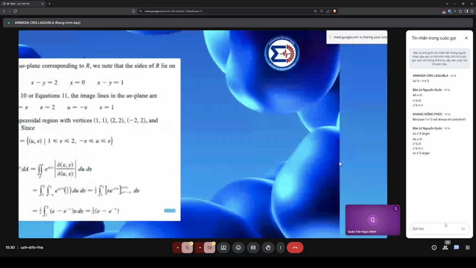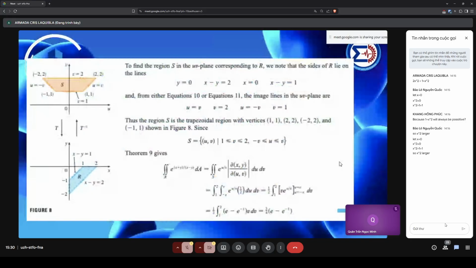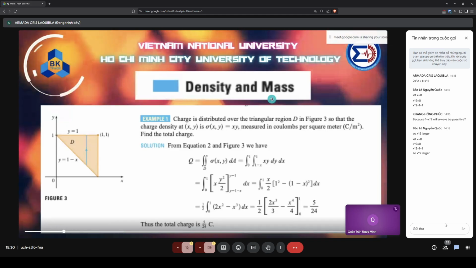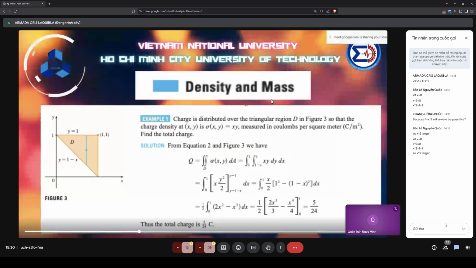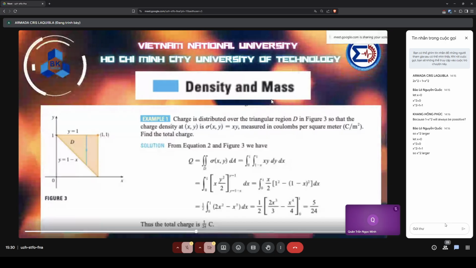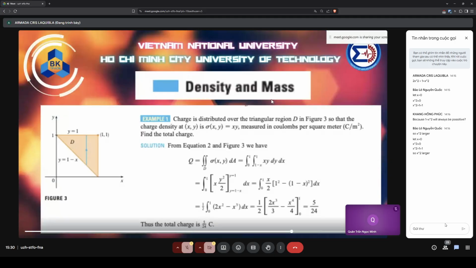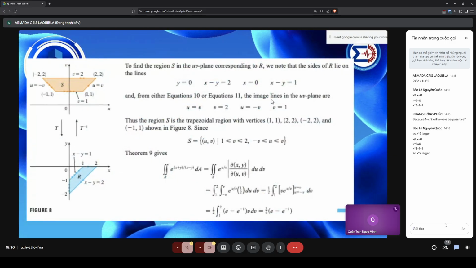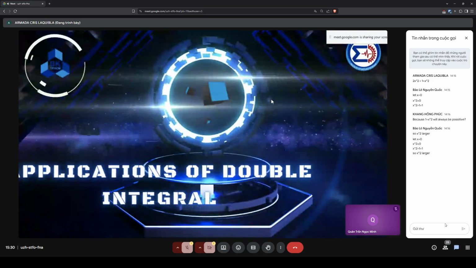Next, applications of double integral. Density and mass. Oh, wait. It's my other class. We end it here. Oh, wait. I don't know if we end there. Wait. The list is here.